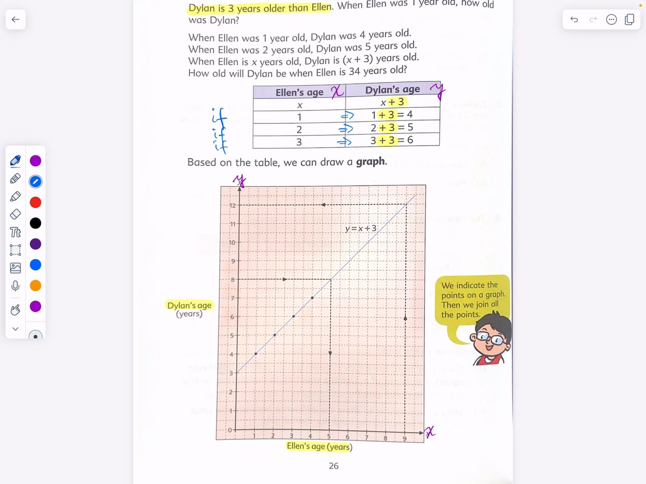So when Ellen was 0, Dylan must have been already 3 years old, plus 3. When Ellen is 1, Dylan was 4. We can create x, y value pairs, and we can plot them on our coordinate plane. When Ellen is 4, Dylan is 7. 4, 7. Remember, the first value is x and the second is y. So the rule for this linear graph is y equals x plus 3.